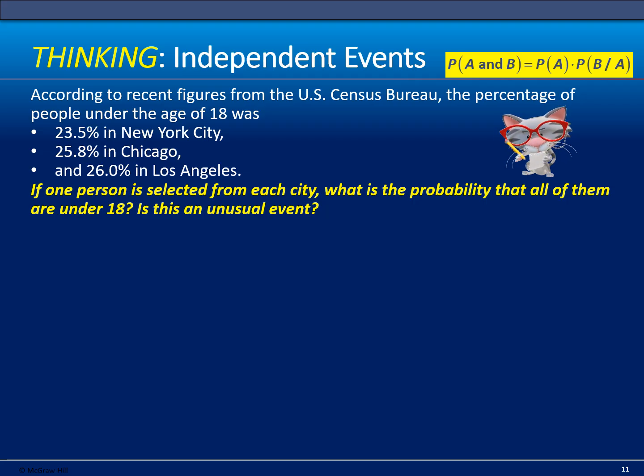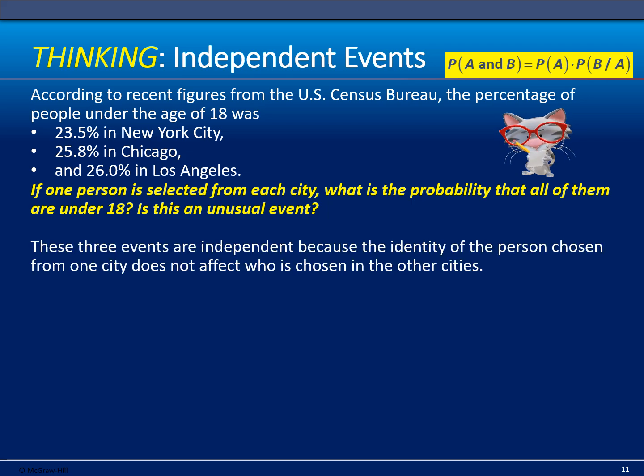According to recent figures from the U.S. Census Bureau, the percentage of people under the age of 18 was 23.5% in New York City, 25.8% in Chicago, and 26% in Los Angeles. If one person is selected from each city, what is the probability that all of them are under 18? And is this an unusual event? So again, hit pause and then try to do this. These three events are independent. The fact that someone is under 18 in New York has no direct relationship to the age of people in Chicago and LA.